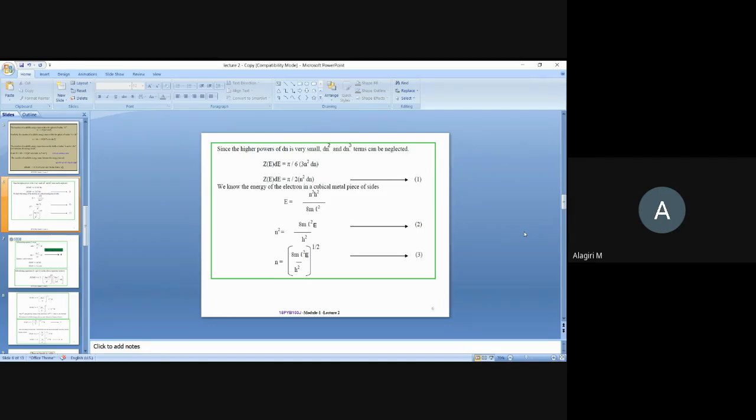From that equation, we can calculate the value of n square. Just rearrange this equation. So n square is equal to 8 m L square into E divided by h square. Then we can calculate the value of n. So n is equal to 8 m L square E divided by h square, all to the power 1 by 2, or square root.